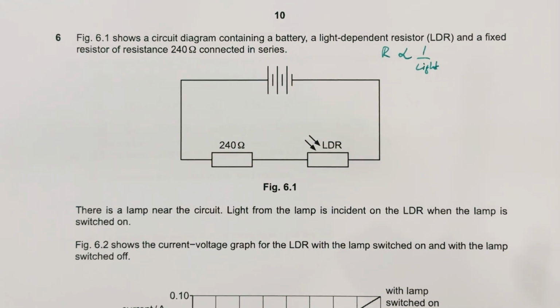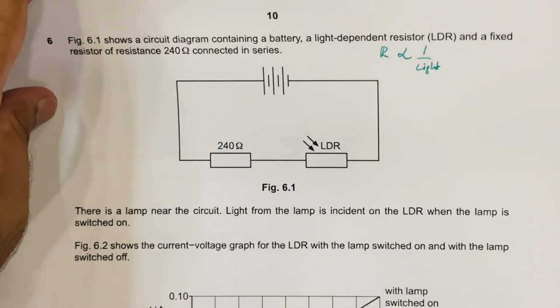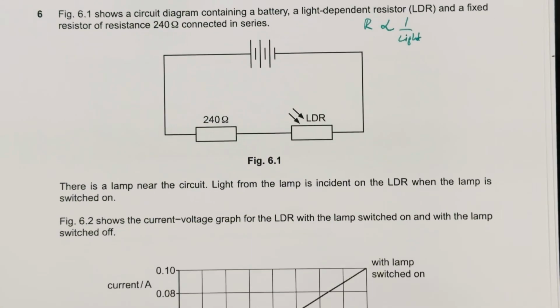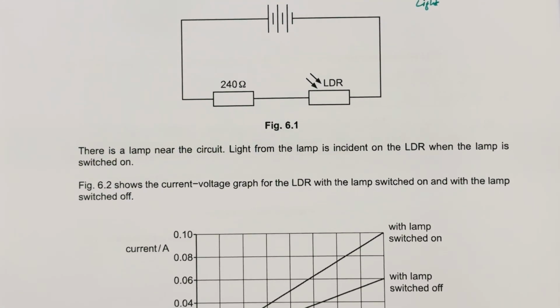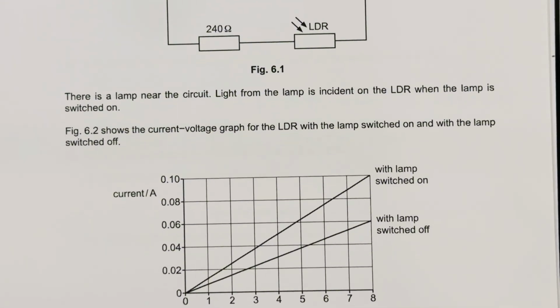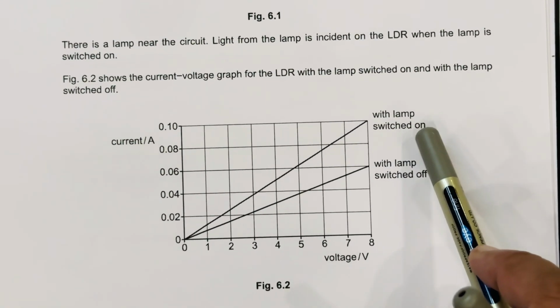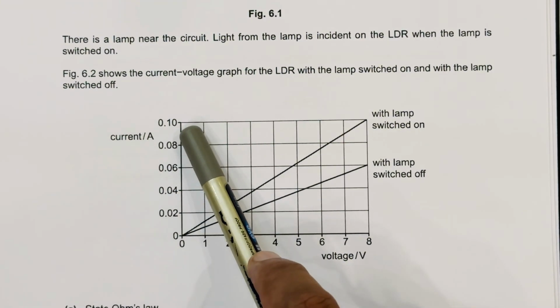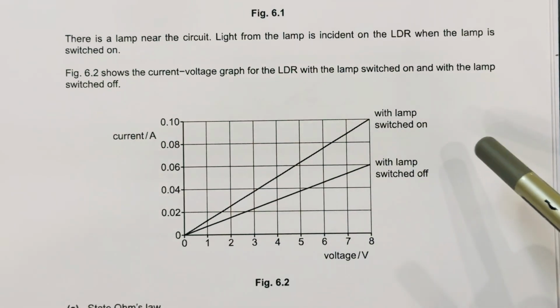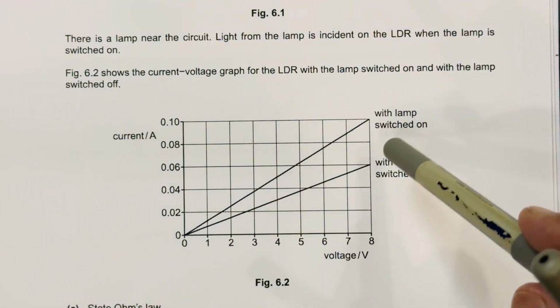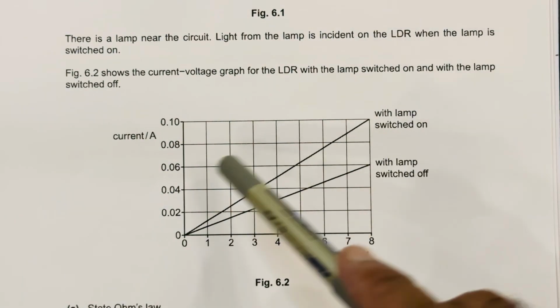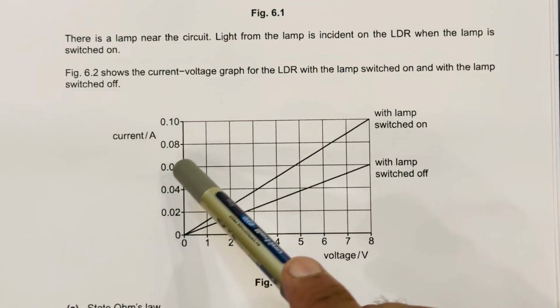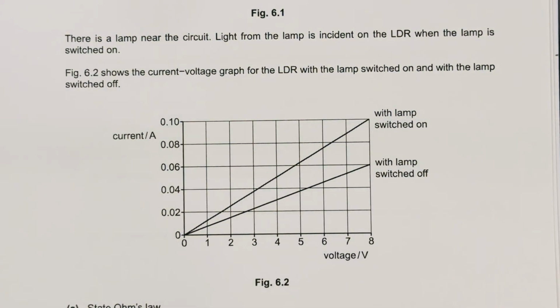There is a lamp near the circuit. Light from the lamp is incident on the LDR when the lamp is switched on. Figure 6.2 shows the current-voltage graph for the LDR with the lamp switched on and with the lamp switched off. There are two situations. When the lamp is switched on, it has a current of 0.1, because the LDR resistance decreases when the light is on. When the lamp is switched off, it has a low value of current, but the voltage in both cases is the same.